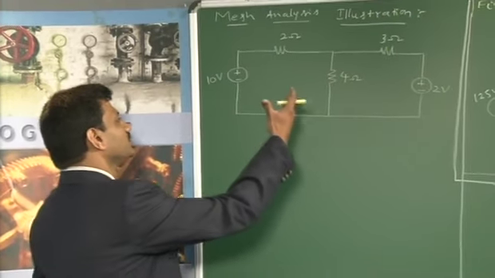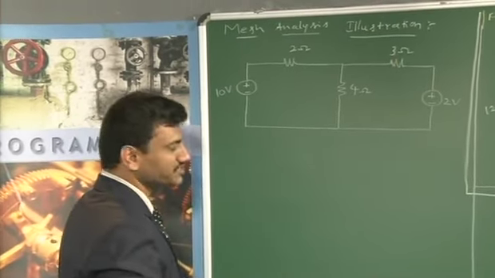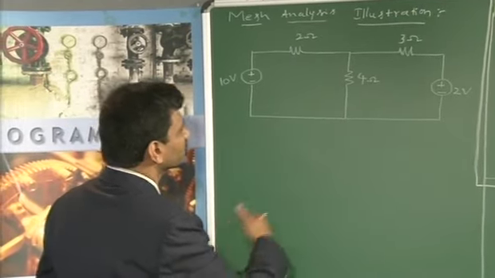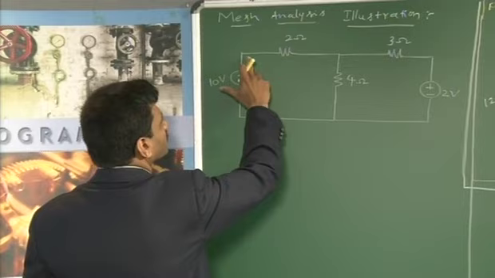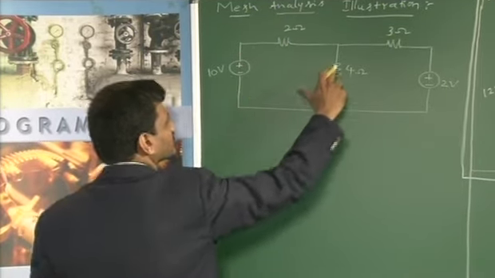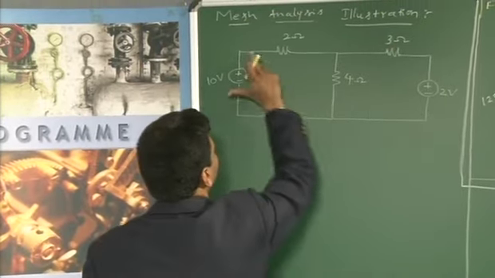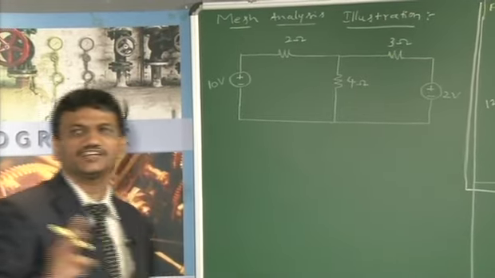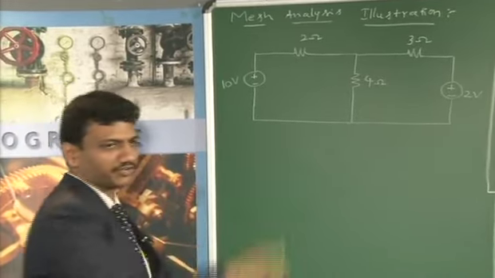Now, for example, if this particular network is considered, we can observe 3 closed paths. One is this, the second one is this, and the third one is the outer loop. So there are basically 3 loops in this particular network.